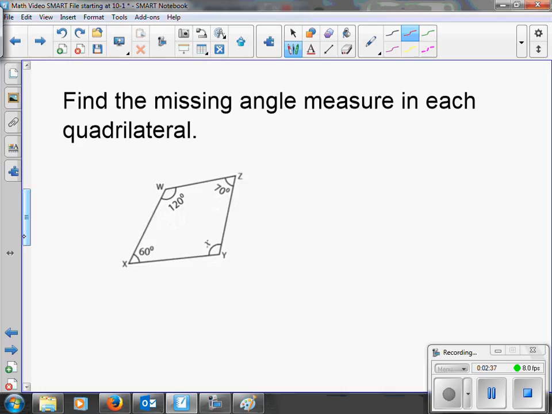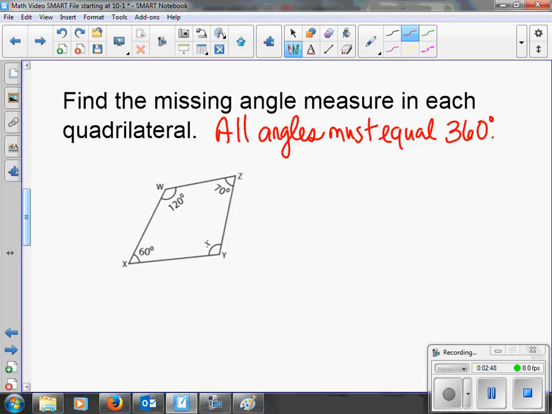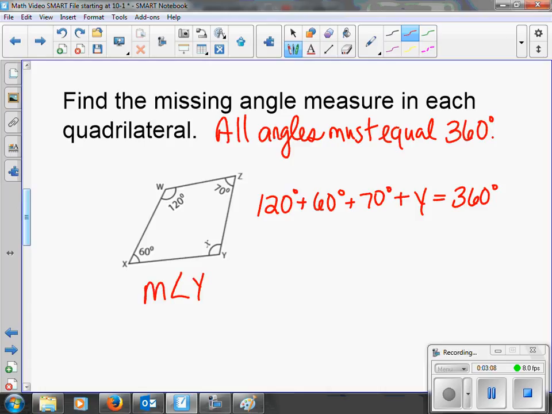Okay, find the missing angle measure in each quadrilateral. So this is where we know that all angles must equal 360 degrees. So they have to add up to be that amount. So we set up our problem here. It's 120 plus 60 degrees plus 70 degrees plus y equals 360 degrees. Okay, so we're looking for the measurement of angle y.